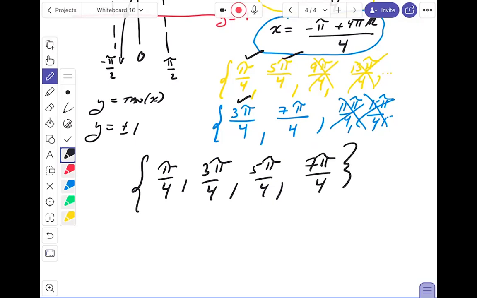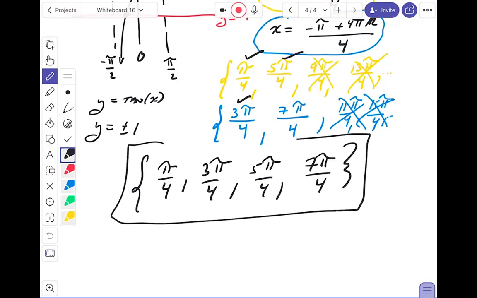I say it a lot to students. I make mistakes all the time, and sometimes I'm just not paying attention, but I'm going to look at my answer key. And when I do that, I want to emphasize, I want you to look at the answer key as well. And let's go through it. I'm seeing the pi over 4. I'm seeing the 3 pi over 4. I'm seeing the 5 pi over 4 and 7 pi over 4. All right, let me go to number 3.